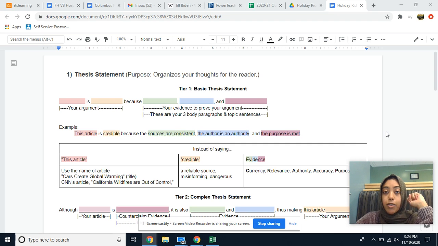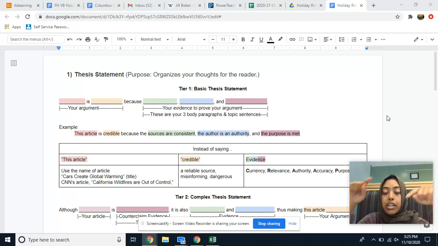Number 1 of this project, and pretty much what we're going to be doing is breaking down how to create a thesis statement and topic sentences that will help our readers know exactly what we're saying in a very, very clear way. Before I start, I just want to say that we have 2 tiers. We have a basic thesis statement example and a complex thesis statement. And with that, we have basic topic sentences and complex topic sentences.